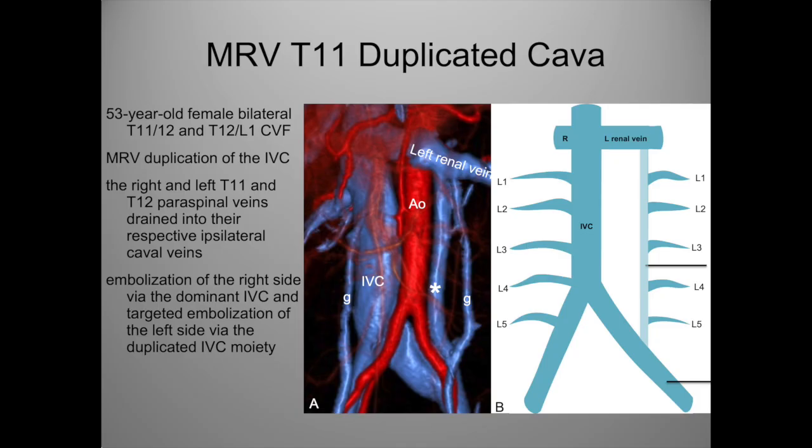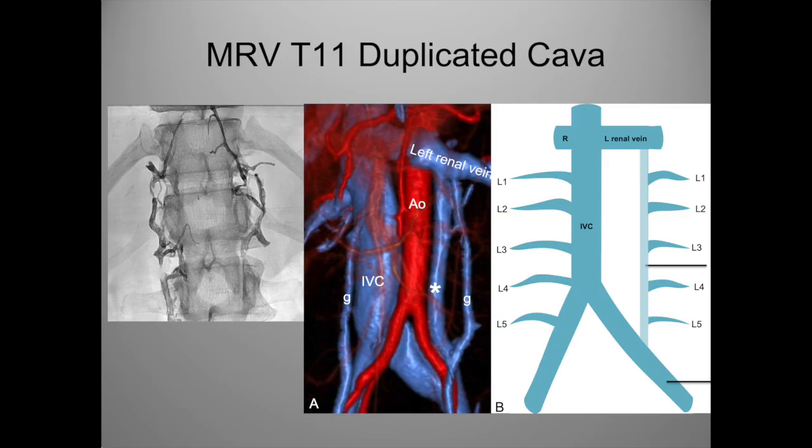This is a patient with bilateral T11-12 and T12-L1 fistulas. And we did the MRV. We showed that there was a duplicated IVC, and both of these paraspinal veins came off the different moieties of the duplicated IVC. The big one on the right side, but the smaller one on the left, depicted by the asterisk. And G stands for the gonadal vein. So having this foreknowledge in advance made the procedure really straightforward from our perspective, where we knew where we were going to go directly, and we were able to cast with Onyx.